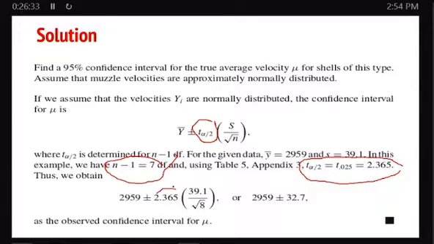When I do that, the whole of this now becomes my margin of error. If you take a look at this here, the 32.7 is the margin of error that will be subtracted from the point estimate and also added to the point estimate. At the end of the day, we can conclude that the true value of the average velocity will lie in the interval. Any question? Any question?